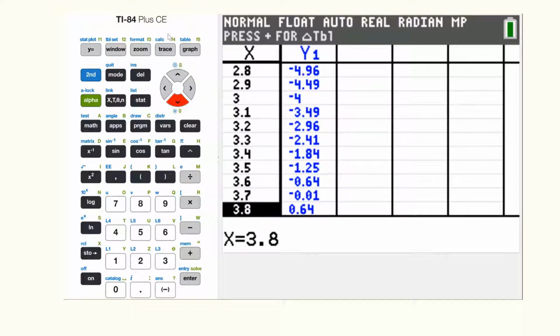So that's an illustration of how we can visually look at a graph to determine the interval of a root when we're having to estimate it, and also looking at a table.